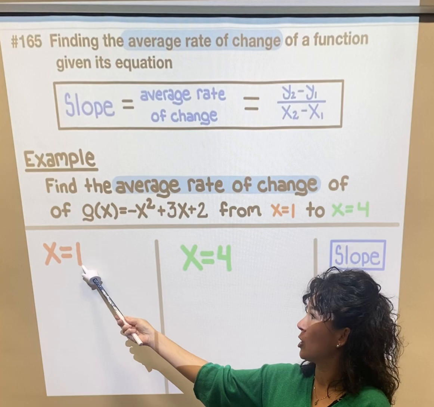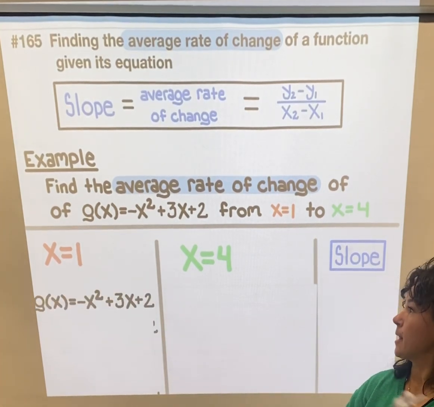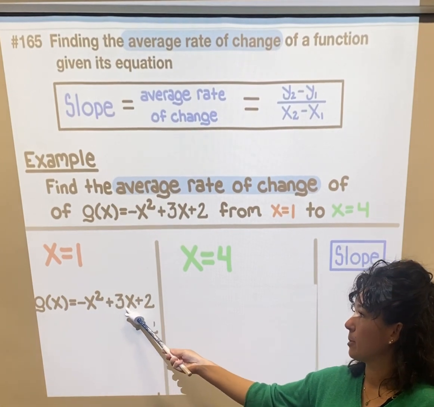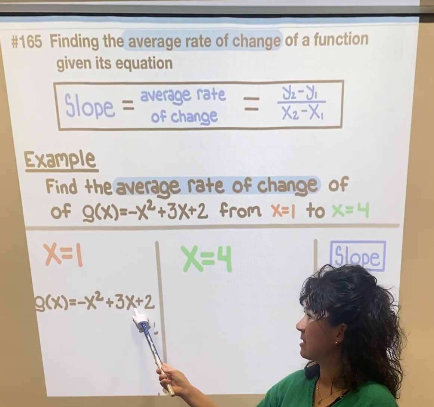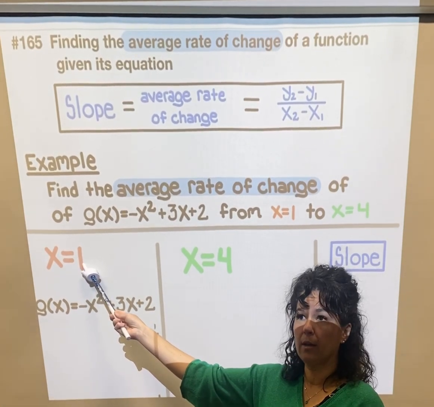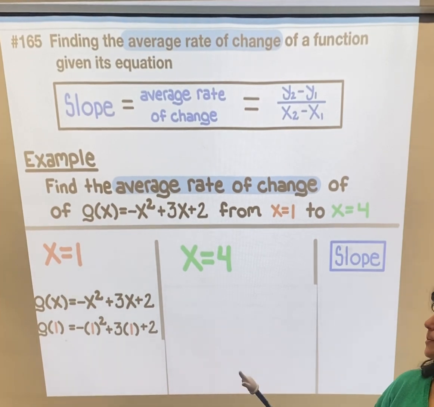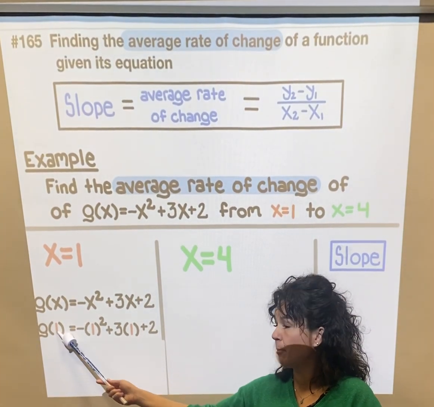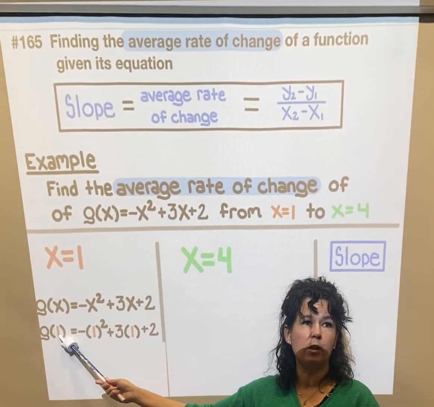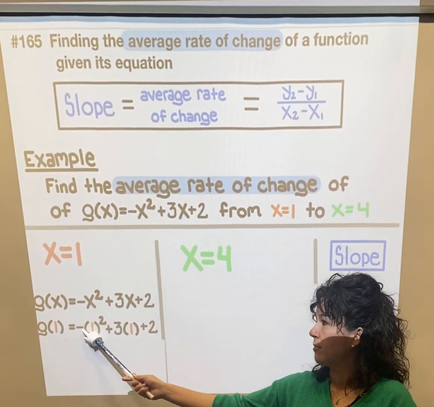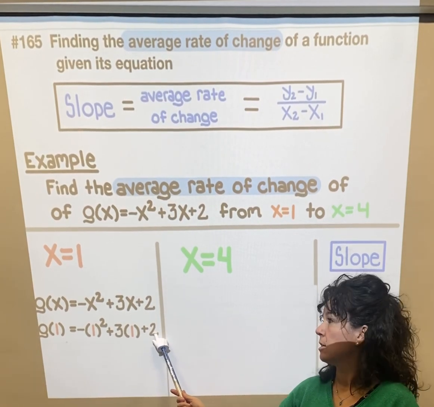Okay, so x equals 1. I'm going to go into the g function, which was negative x squared plus 3x plus 2, and I'm going to replace the x's with 1. So if I make that substitution, this again is not multiplication, this just says go to the g function and evaluate it at 1. So g of 1, we have negative 1 squared plus 3 times 1 plus 2.